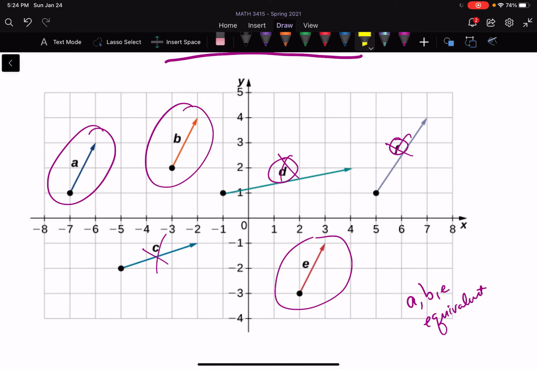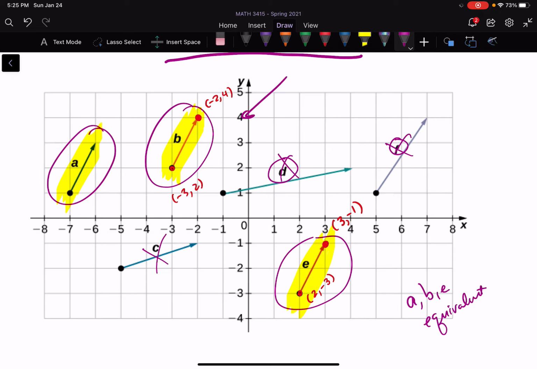Now, one thing to note is we said these vectors are equivalent up here. If I were to do this whole tip minus tail thing for each of these, I would end up with the same thing. Let's even do this. This point right here is (-2, 4). This point right here is (-3, 2). Let's do this one down here. This point is (3, -1), and this point is (2, -3). I'm just going to do tip minus tail.